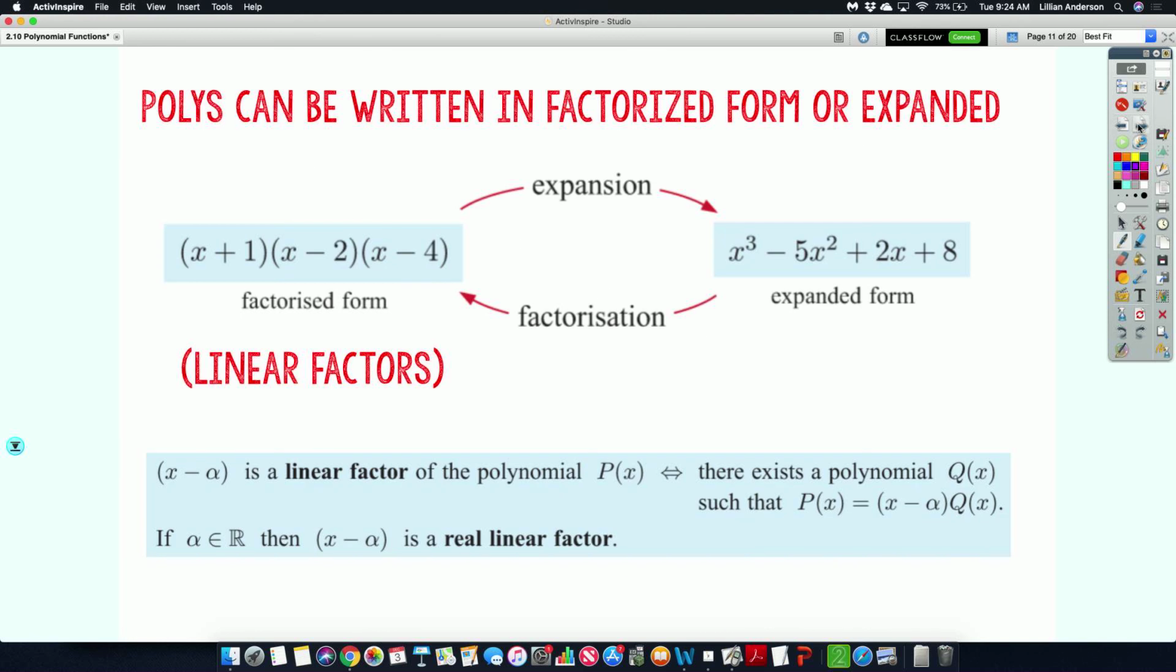Polynomials can be written either in the factorized form or the expanded form, and that's what you see here. You have the factorized form of x plus 1, x minus 2, x minus 4. Then you have the expanded form, which is just by multiplying all three of those factors together. This right here is an example of linear factors. And you know that x minus alpha is a linear factor of a polynomial if and only if there exists a polynomial q such that p of x equals x minus alpha times q of x.